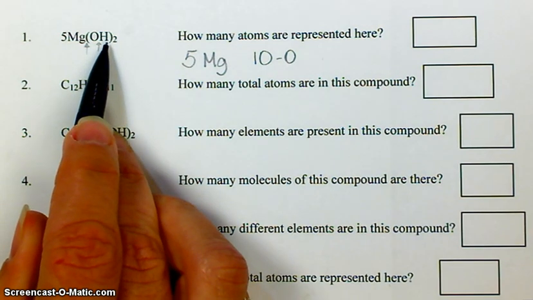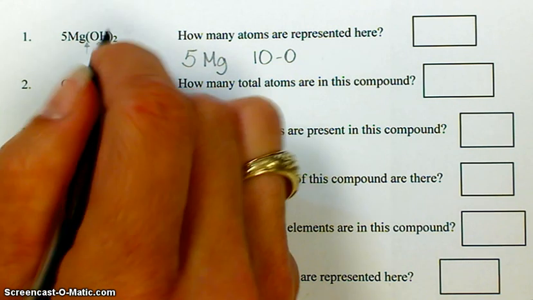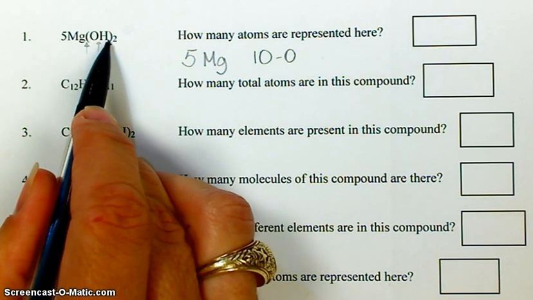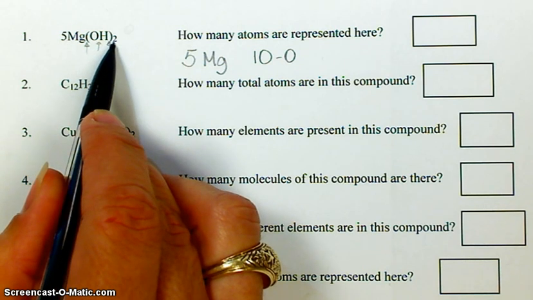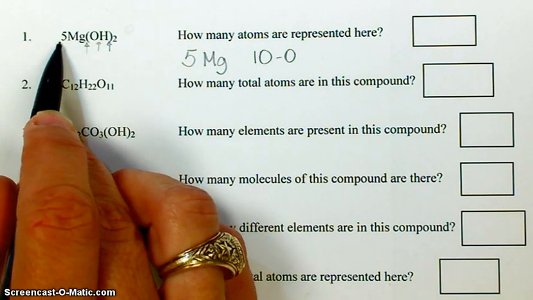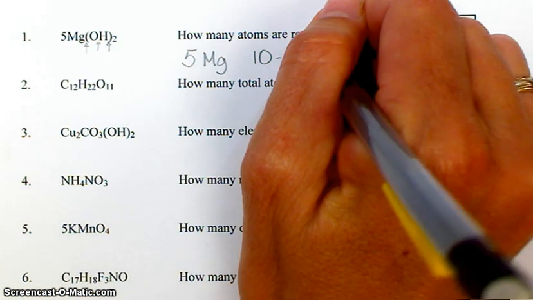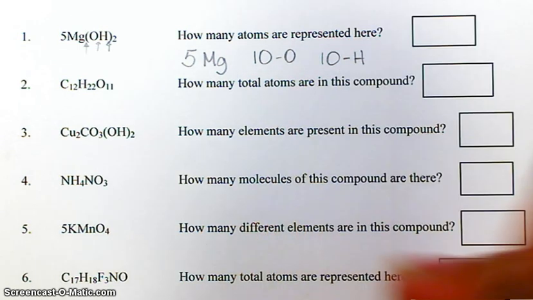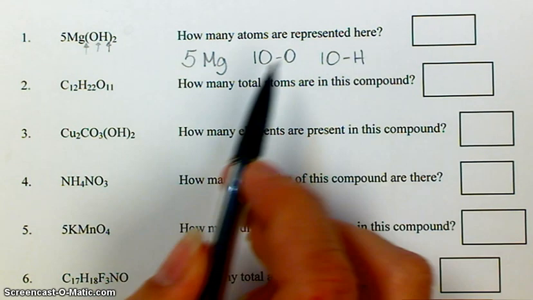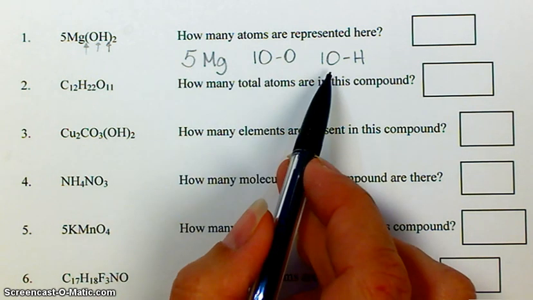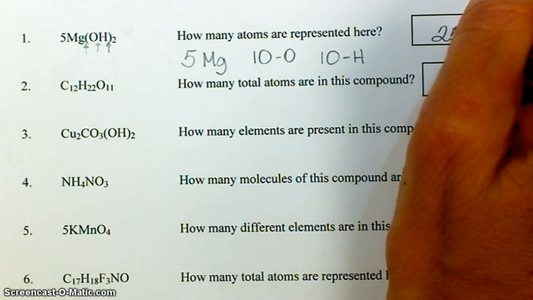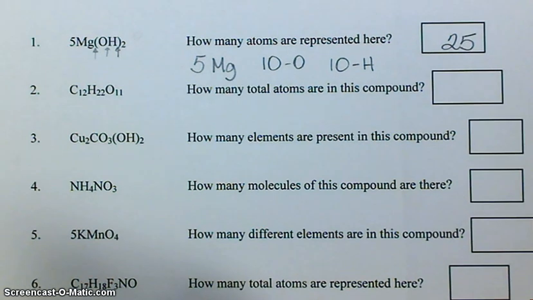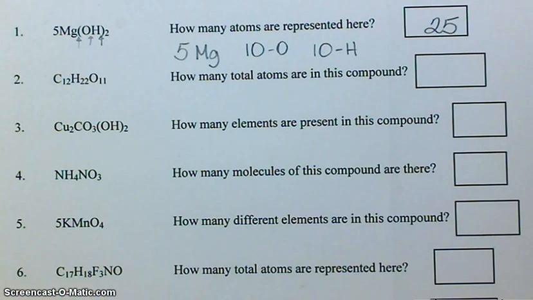I do something similar for hydrogens. There is no written subscript in there, so I understand that the subscript inside the parentheses on hydrogen is 1. 1 times 2, and that means that there are 2 hydrogen atoms in each molecule, but there are 5 molecules, so 2 times 5, and that is 10 hydrogens. So how many atoms are represented here? Well, there's 5 of these, 10 oxygens, 10 hydrogens. 5 plus 10 plus 10, that gives you a grand total of 25 atoms. Okay? You always need to pay careful attention to what the question is asking.